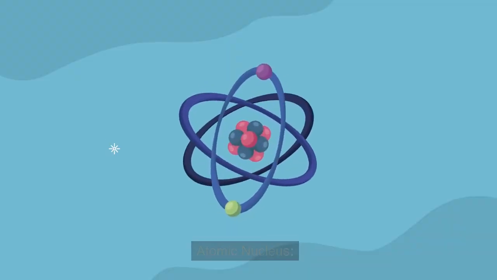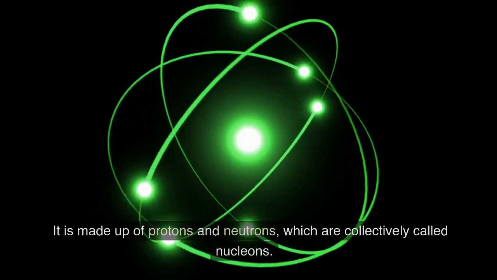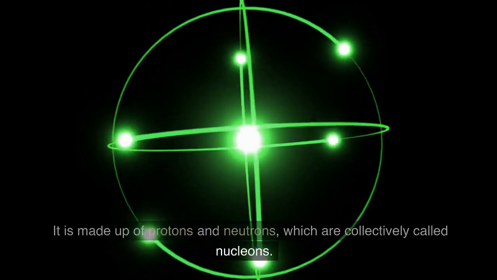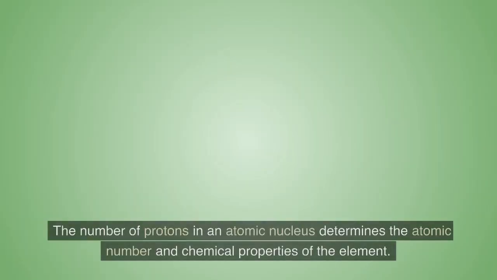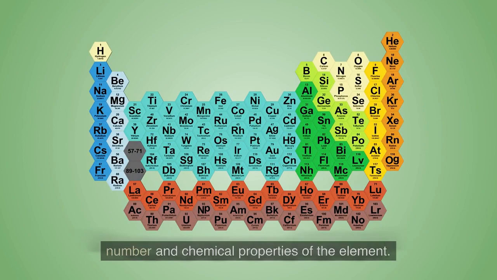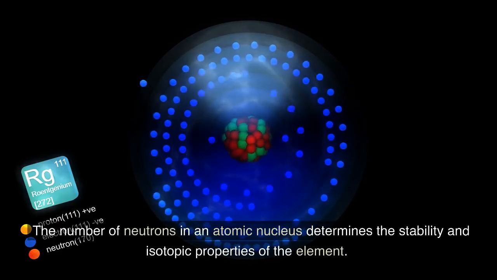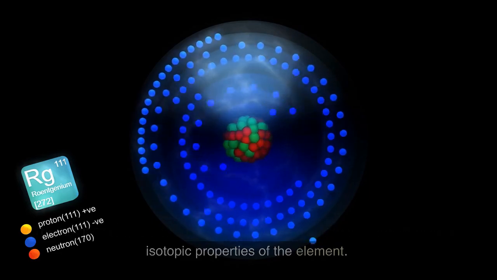Atomic nucleus. The atomic nucleus is the central part of an atom. It is made up of protons and neutrons, which are collectively called nucleons. The number of protons in an atomic nucleus determines the atomic number and chemical properties of the element. The number of neutrons in an atomic nucleus determines the stability and isotopic properties of the element.